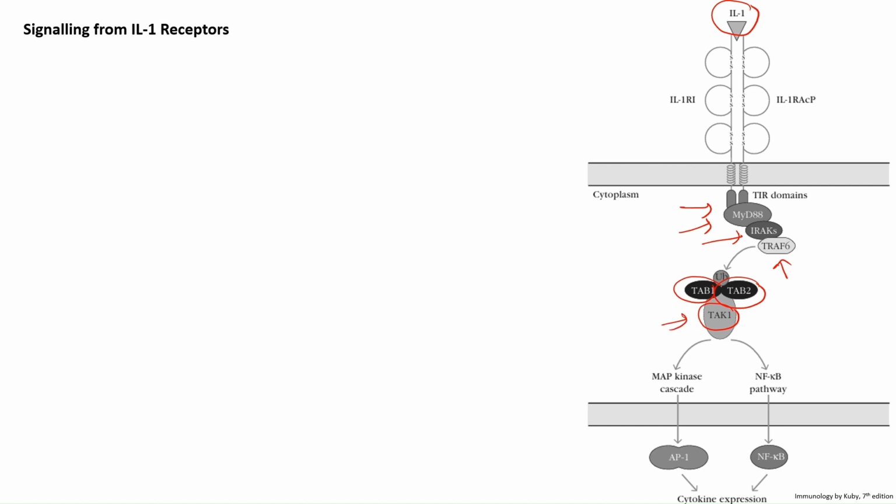Once these are activated, it will lead to two pathways: one is the MAP kinase cascade, and the other is the NF kappa B pathway. Through the MAP kinase pathway, the transcription factor which gets activated is AP1. Through NF kappa B, the transcription factor which gets activated is NF kappa B. These pathways we already studied.